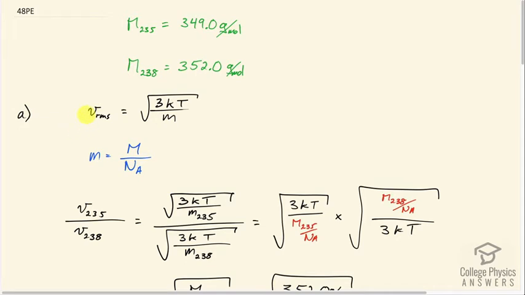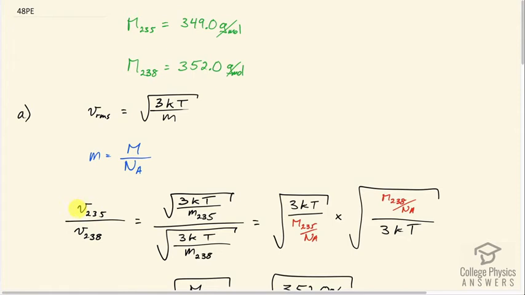Okay, so RMS speed is the square root of 3 times Boltzmann's constant times absolute temperature divided by the mass of a single atom. And the mass of a single atom will be the molar mass divided by Avogadro's number, although of course that'll be in grams, but that's good enough for here. That's just another conversion factor to go from grams to kilograms, and it would cancel in this division that we're going to do here.